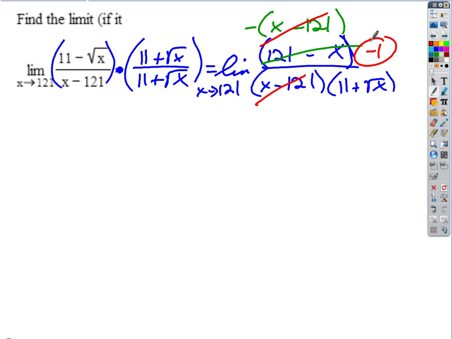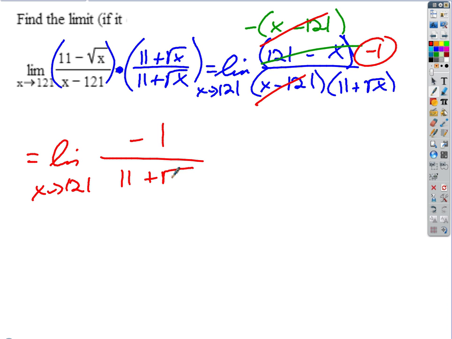Right? Make sense? And so at this point, I wouldn't even have to really write this step, but I've got the limit of, on the top, -1, and on the bottom, 11 plus the square root of x. And now what can I do? Substitute. Now I can take my limit. It's no longer indeterminate. Now I get an answer, right? Square root of 121 is 11, so on the bottom I get 22. There's my answer. Right? Okay? All right. Questions? Good?